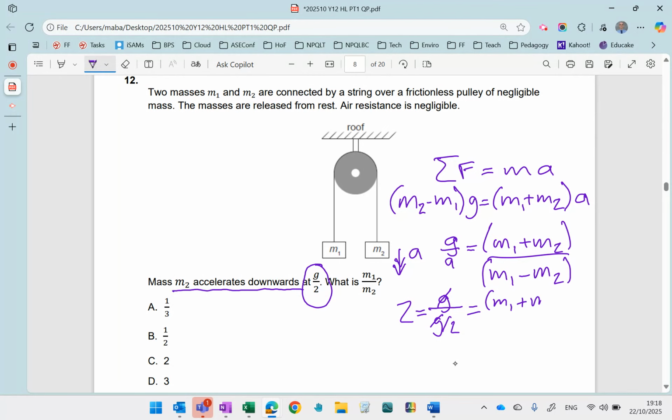M1 plus m2, divided by m1 minus m2. Then you've got to multiply it out. So on this side, you're going to get 2 m1 minus 2 m2 equals m1 plus m2.